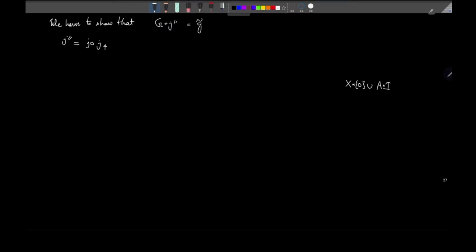This is X cross 0 and A cross I, and one way of looking at it is as a union of two spaces. So we take the two spaces X cross 0 and A cross I, and we can include them into the space. Now this kind of inclusion diagram really works when we are taking a disjoint union or a coproduct. So this is almost a coproduct diagram.